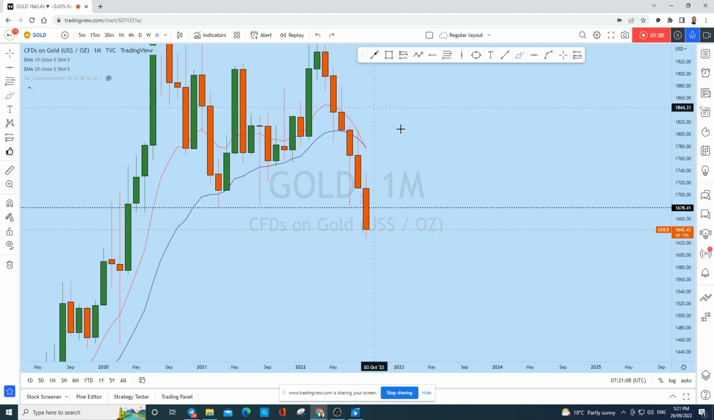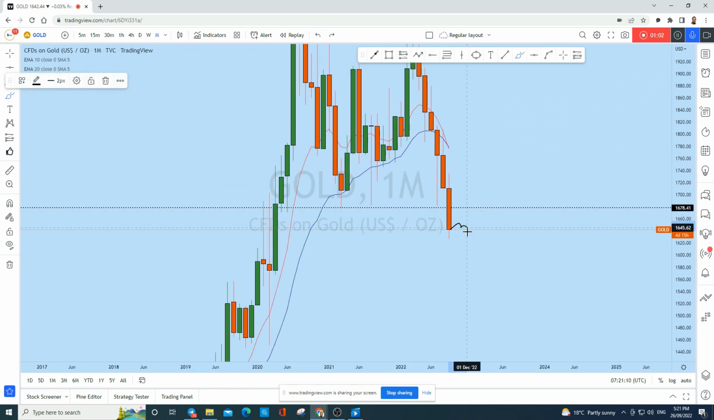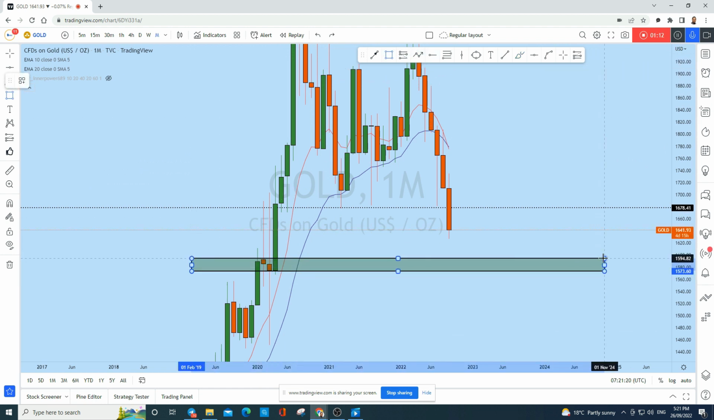Now from here, on this monthly close, we can expect gold to drop further to the downside, as there is no significant level of support in this zone except this monthly liquidity zone, where we can expect gold to drop on the lower time frame in the last week of this month.